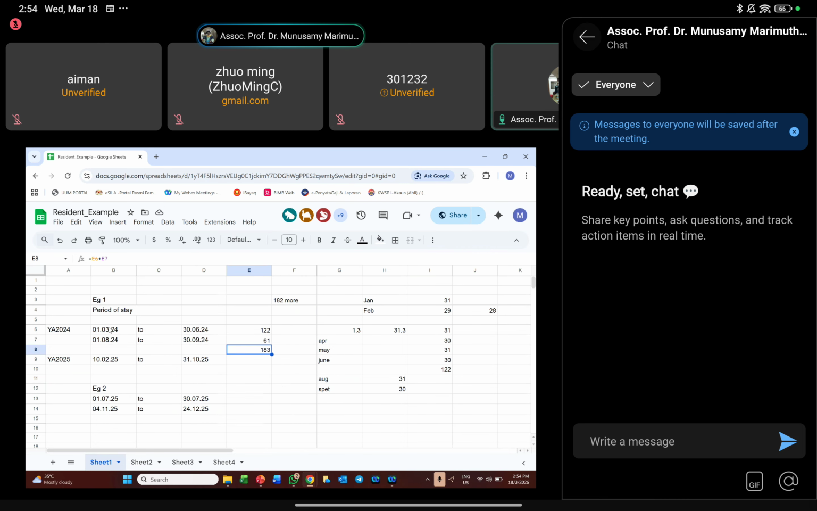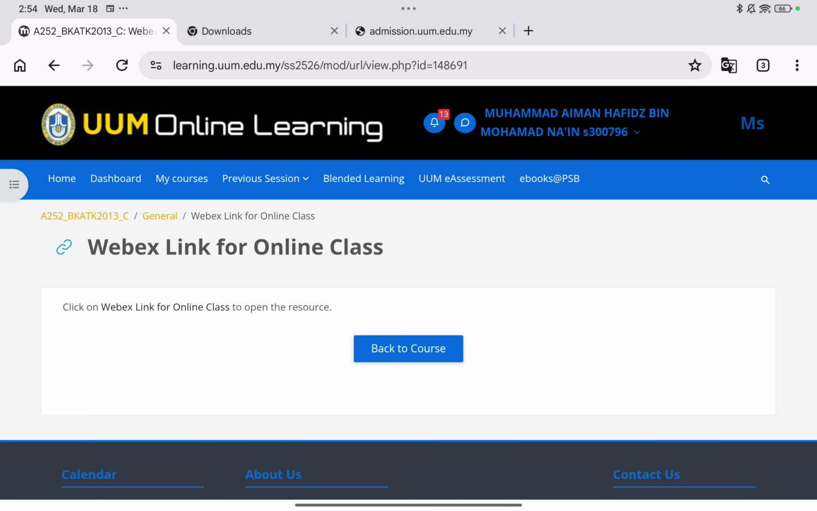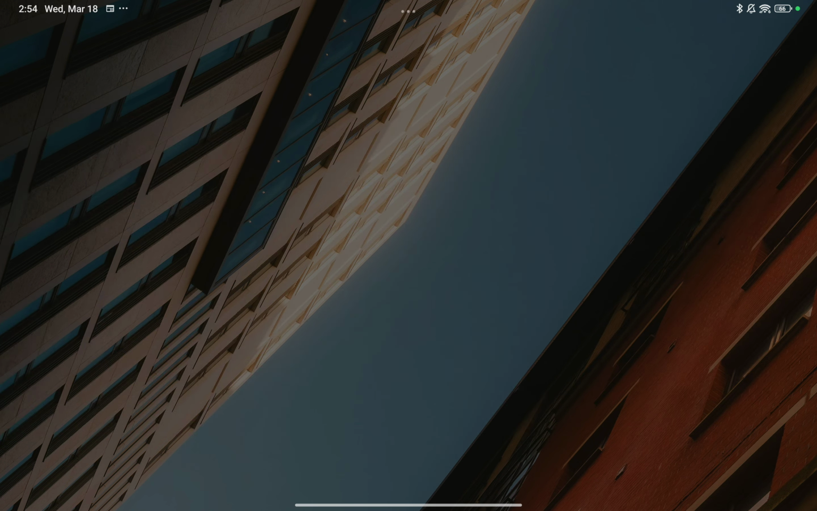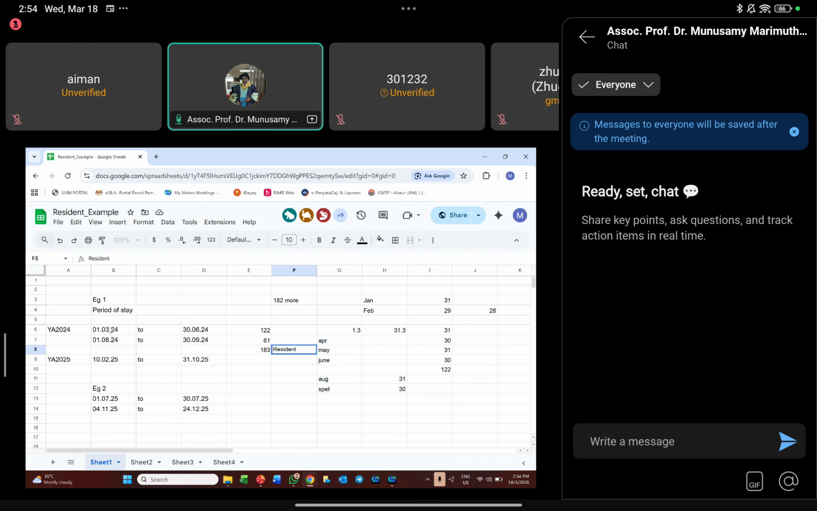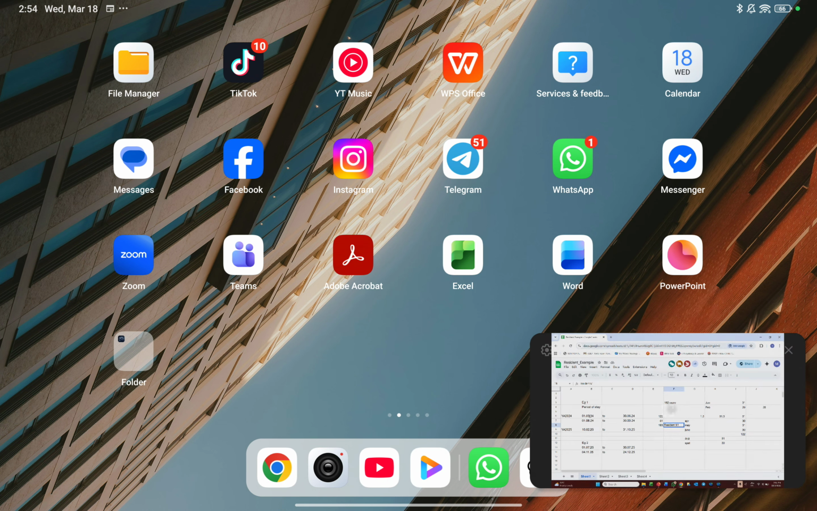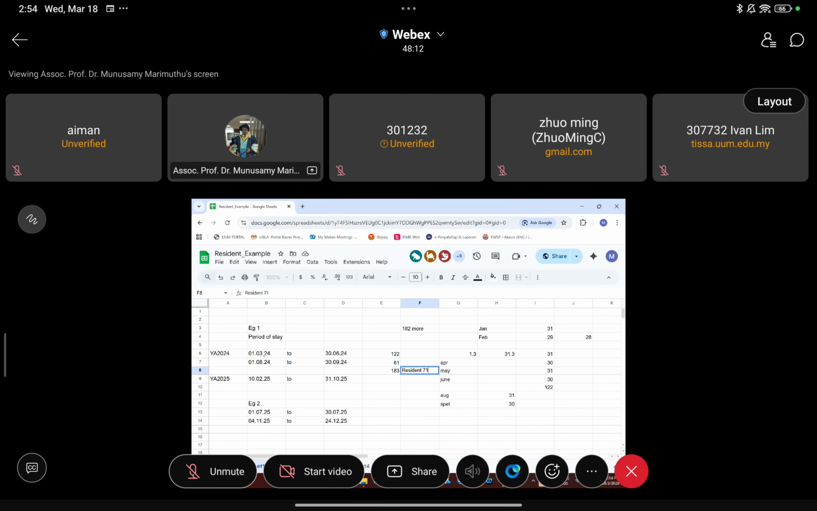183. 122 plus 61, 82. Then you write resident under section 7171A. Okay. Or you can put R71A also, no problem. Okay, you look at the textbook.